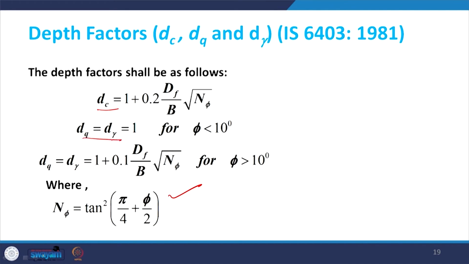For the other two terms, it is 1 if phi is less than 10 degrees. That means this correction needs to be applied only when phi is more than 10 degrees, and that correction is given by this relation. Using this relation, the correction is applied and you can get the values of dq and d gamma.